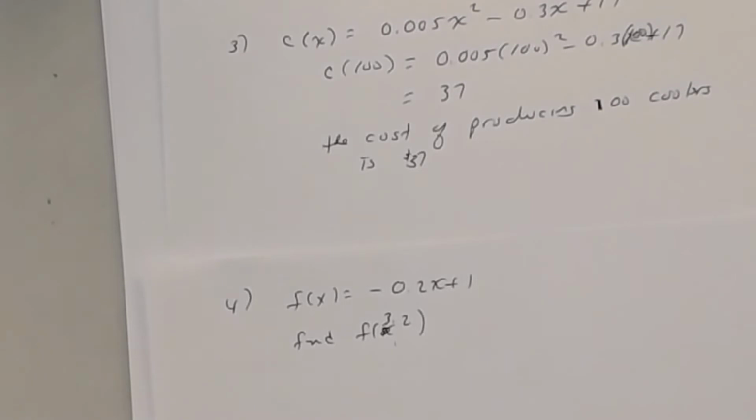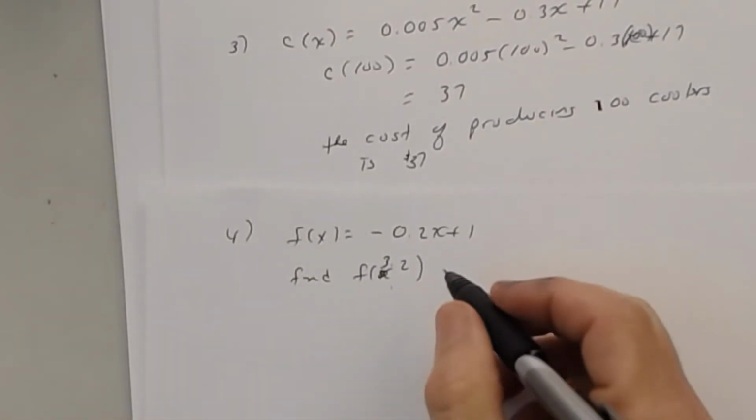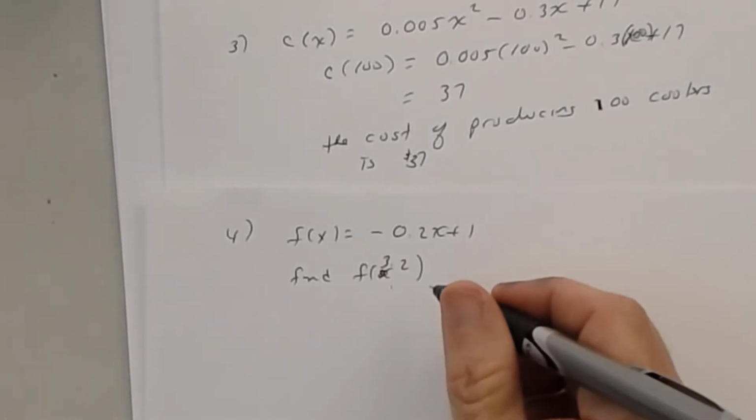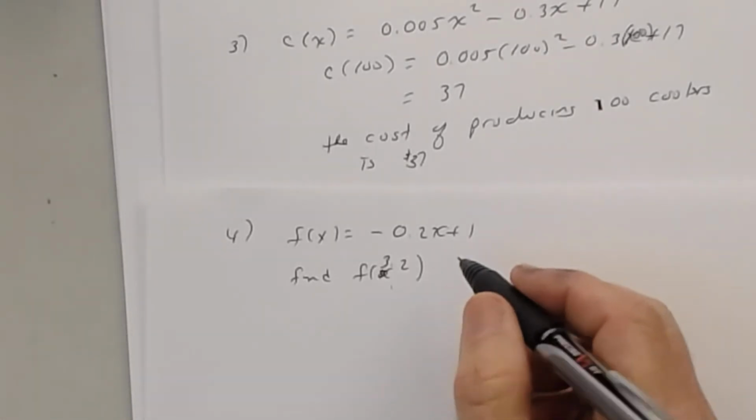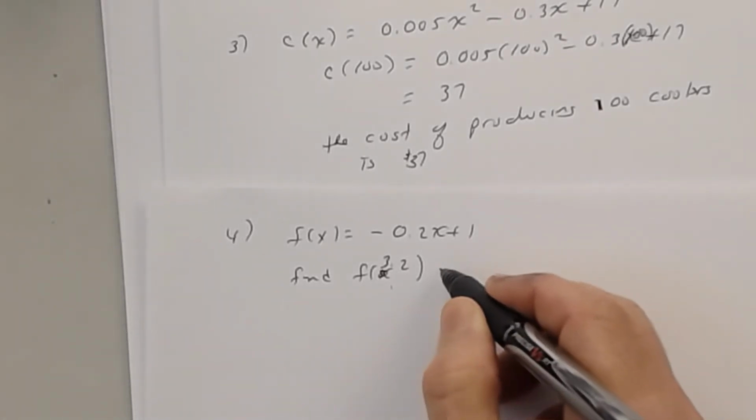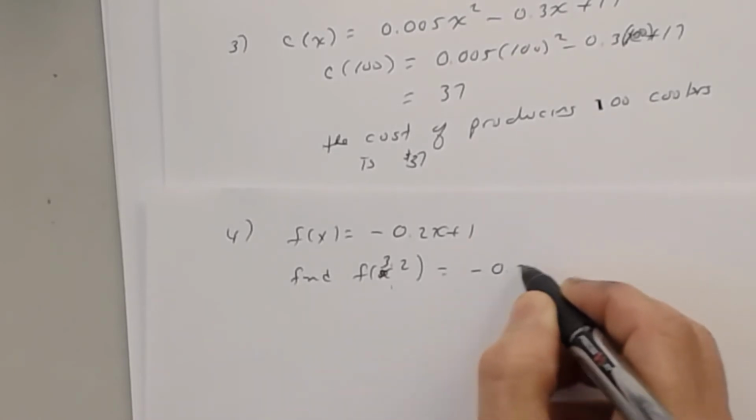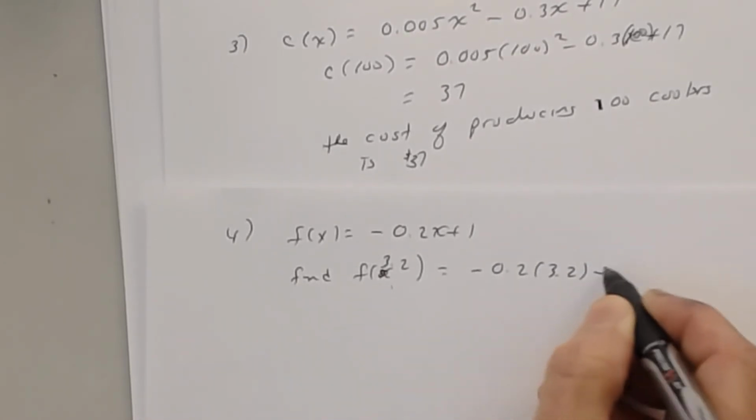On the MyMathLab, some of the problems will be asked like that. Some of the problems you'll be told find h of 2.7. Some of them won't say it like that, and you have to know that's what it means. So I want to find f of 3.2. After 3.2 hours, I want to find out what battery percent is remaining. So that's negative 0.2 times 3.2 plus 1.